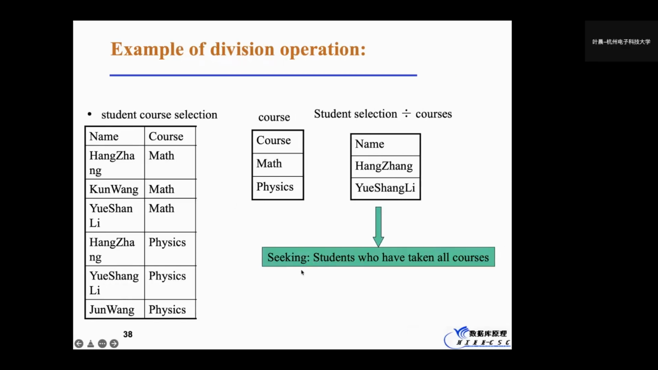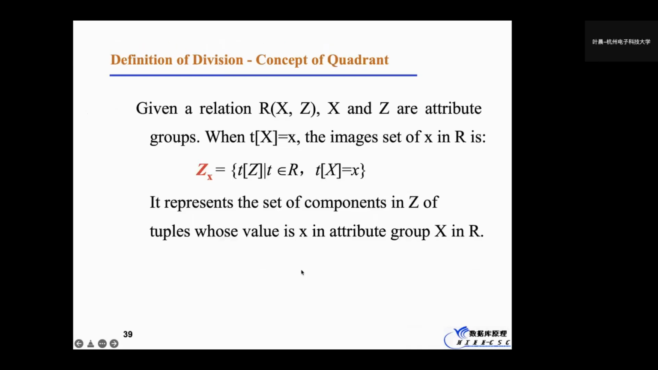And the definition of derivation can also be represented as a concept of correlate. That means, given a relation R(X,Z), where X and Z are attribute groups, and when t[X] is x, the image set of x in R is Zx, which represents the set of components in Z of tuples whose values are x in the attribute group X in R.